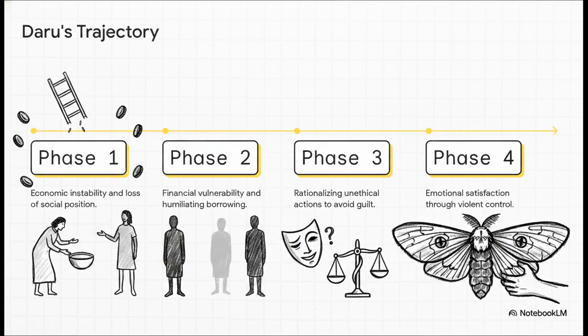And finally, Phase 4 is rock bottom. He achieves this twisted emotional satisfaction simply through violence, specifically discovering he has the power to kill moths. It is a tragic, absolute collapse from a regular guy to someone entirely morally bankrupt.